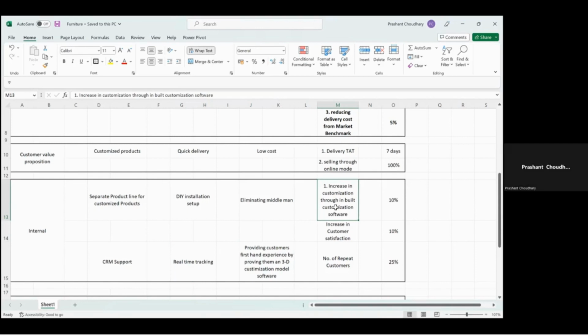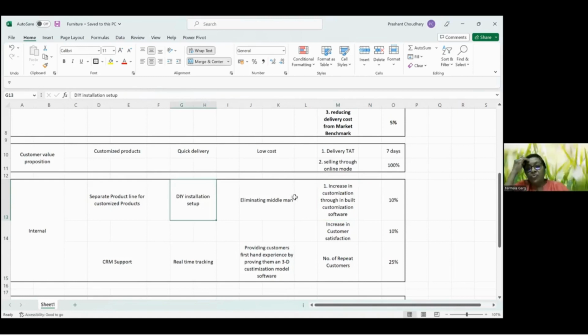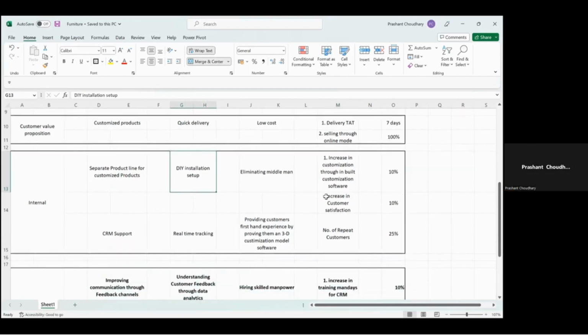Ma'am, first is we will remove the middleman. We will be selling directly online. So that is one way. Second is we will focus on the standardized product through do-it-yourself installation setup. That will then reduce the wastage also. Because of reduction in the wastage, we will be able to achieve better margins.